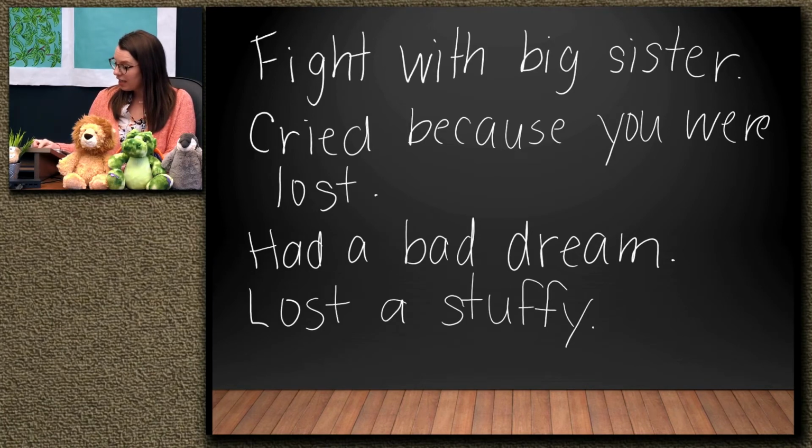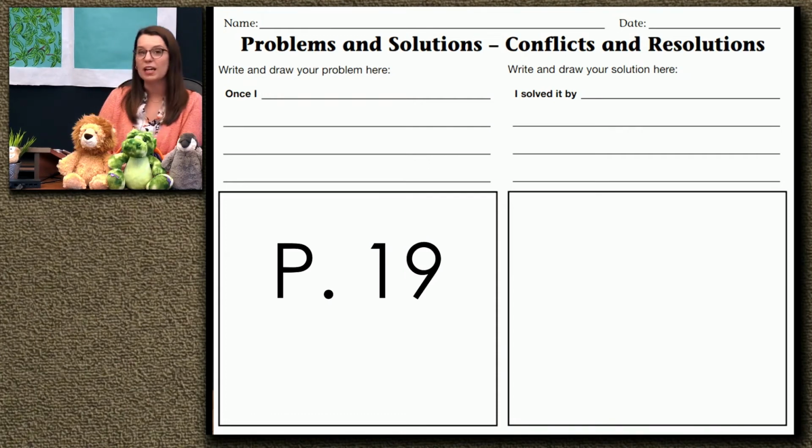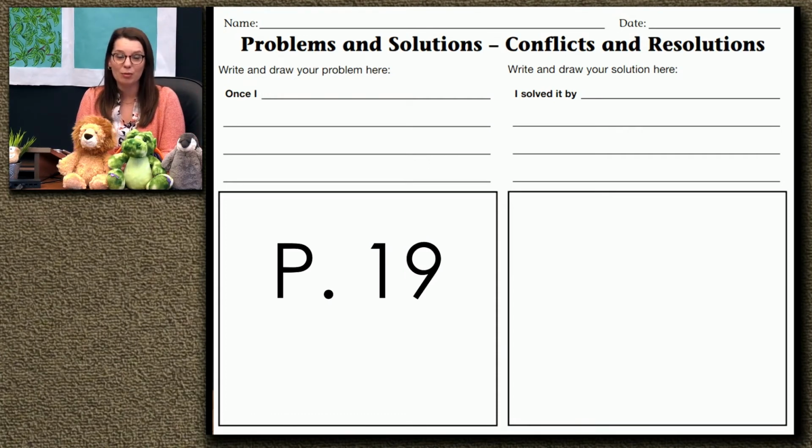And on your ELA packet, on page 19, there is a document called Problems and Solutions, Conflicts and Resolutions. And what you're going to do is write and draw your problem on one side, and then on the other side, you're going to draw the solution. Now, this is page 19, so I'm going to give you a moment to find this document and get it in front of you. Go ahead.